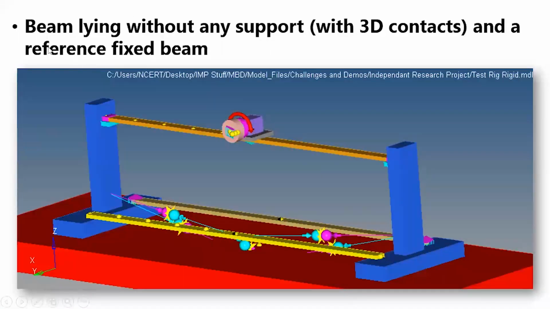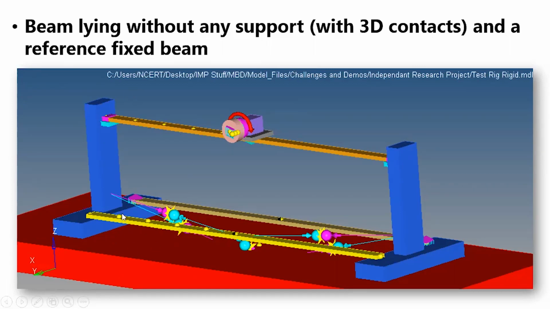Now this is the beam lying on no support. In this particular case, I have assumed that a particular beam is lying without any support. I know that this case does not hold so much realistic significance, but to include the concept of 3D contacts in this project, I've made use of this particular beam.